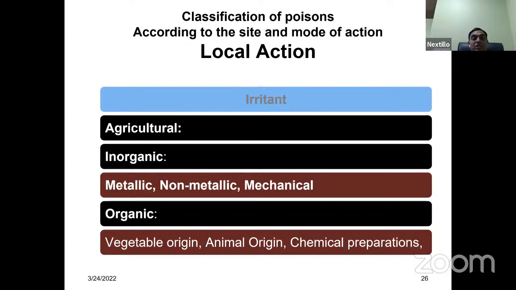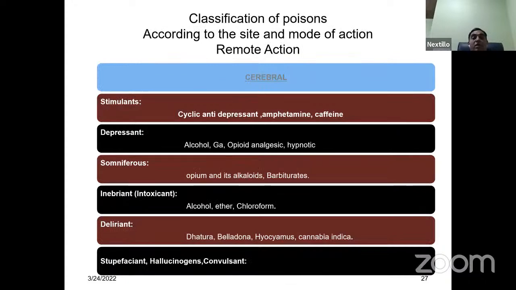Next is irritant, whether it is an agricultural irritant or an inorganic or organic irritant. In agricultural, we have inorganic, which is metallic, non-metallic, and mechanical. In organic, we have vegetable origins, animal origins, or chemical preparations. Another very important class is cerebral, which affects the CNS. Cerebral stimulants are cyclic antidepressants, amphetamine, or caffeine. Cerebral depressants are alcohol, opiate analgesics, hypnotics. Somniferous, meaning sleep-inducing, are opium and its alkaloids, barbiturates. Inebriant, meaning intoxicating, are alcohol, ether, chloroform. Deliriant are datura, belladonna, hallucinogens, cannabis indica. Stupefacient, hallucinogenic, and convulsions are also very important aspects.